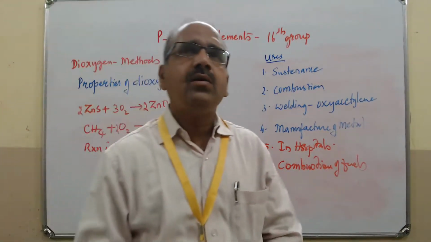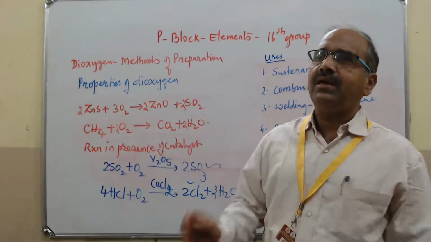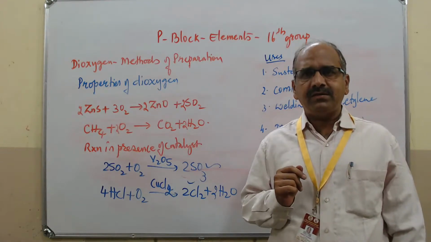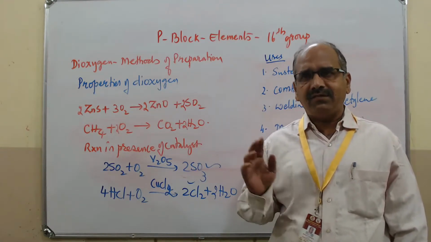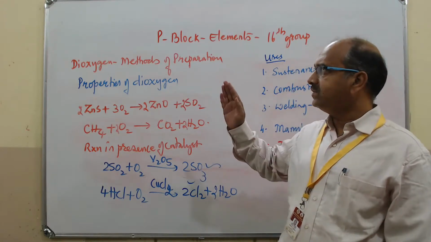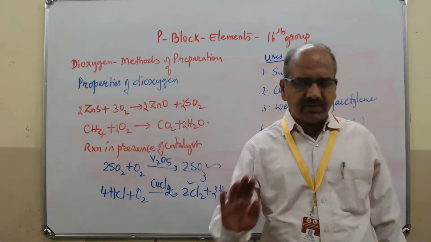So this is what we have done today. We have seen the chemical properties of the oxygen family elements, the different hydrides, halides or oxides, all that. Later, the dioxygen methods of preparation, properties and the uses. This much we have done.